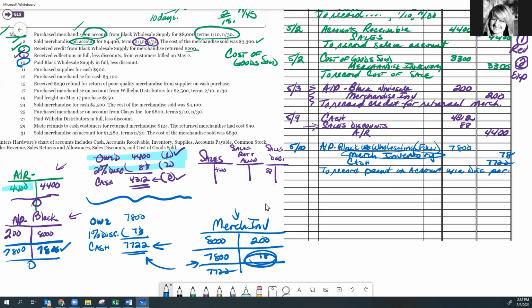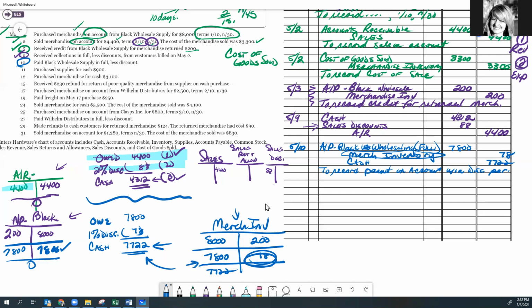Okay, so I'm going to erase that. Well, I'll leave it there for now and see if I need it for additional transactions. I probably do. All right, so we finished the transaction on May 10th. So let's look at May 11th. Okay, that's an easy one.